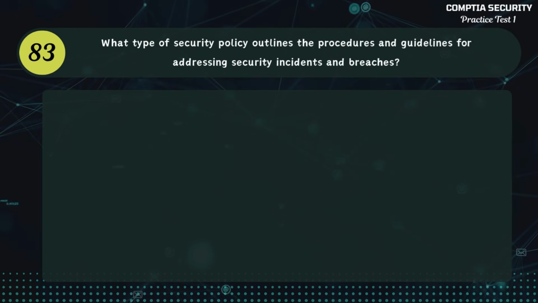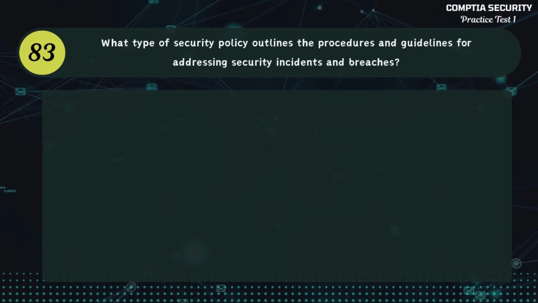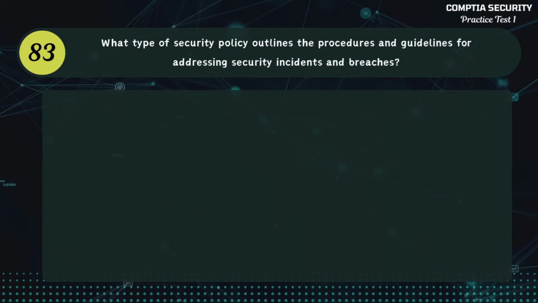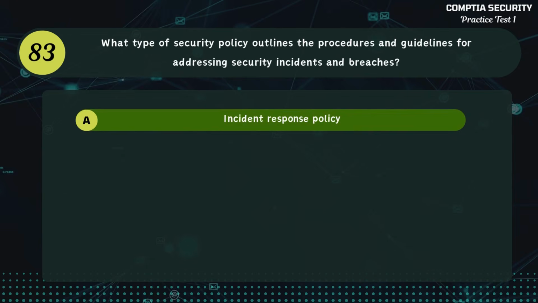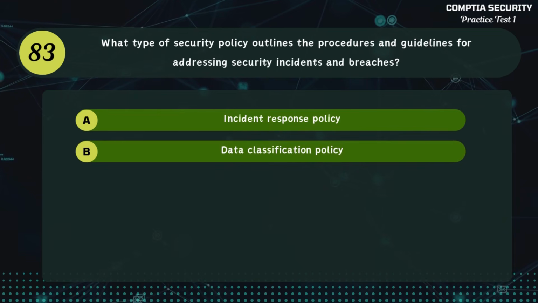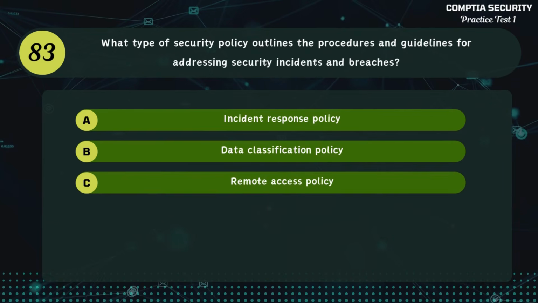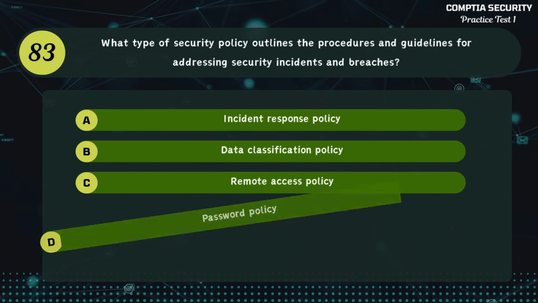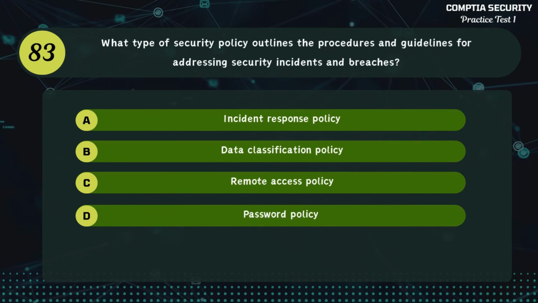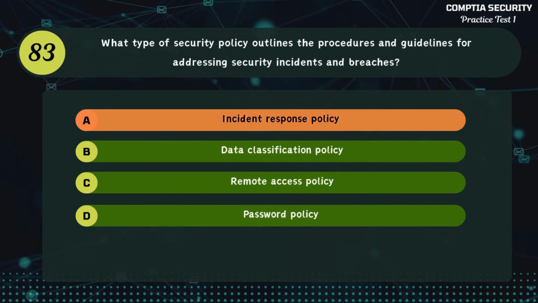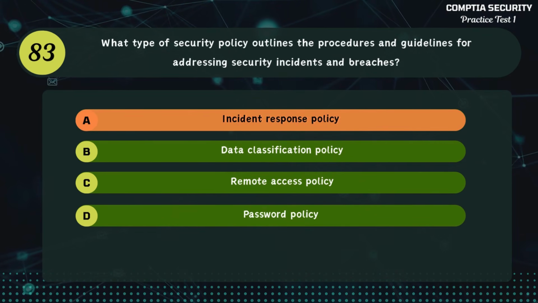Question 83. What type of security policy outlines the procedures and guidelines for addressing security incidents and breaches? A. Incident response policy. B. Data classification policy. C. Remote access policy. D. Password policy. Correct answer A. Incident response policy.